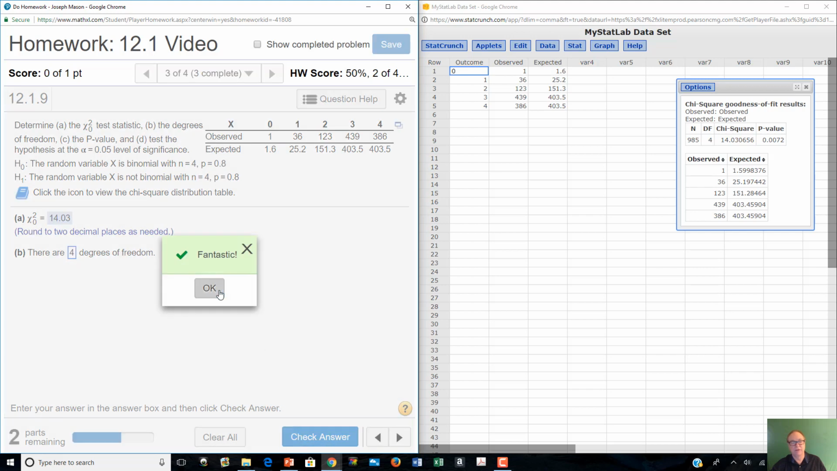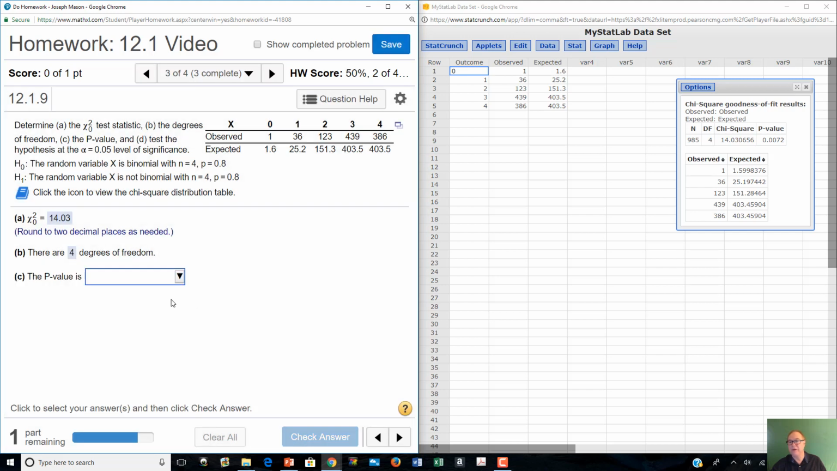Check our answer. Now the p-value. This time the p-value is given over here. By the way, they're not going to have you just put the p-value in. They're going to have you choose one of these 5 items here. So we have to look at our p-value, 0.072.